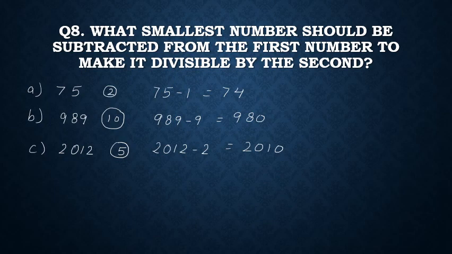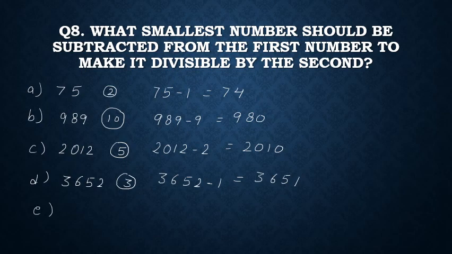Now the D part is 3652. To make it divisible by 3, we are going to subtract 1 from it. 3652 minus 1 will become 3651. And this number is divisible by 3.